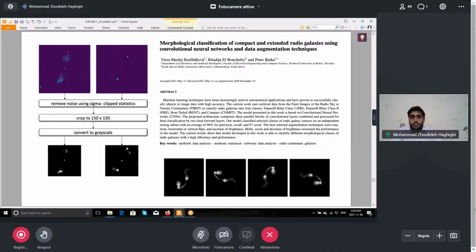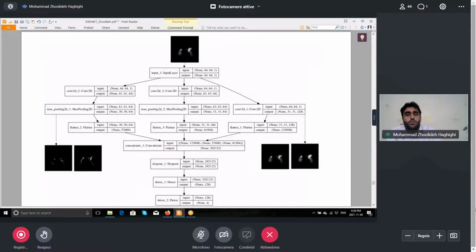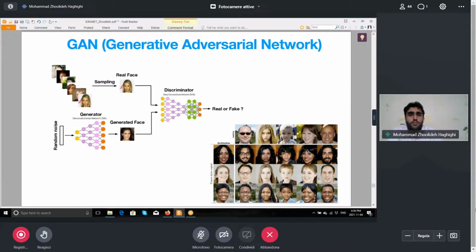Because I am running out of time, I would skip this slide too. And this is the architecture that is used in that paper. I wanted to talk about it, but let's skip it and go through GAN, generative adversarial networks.